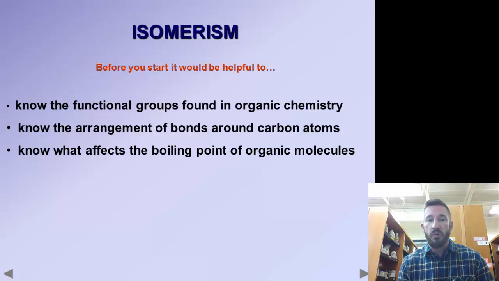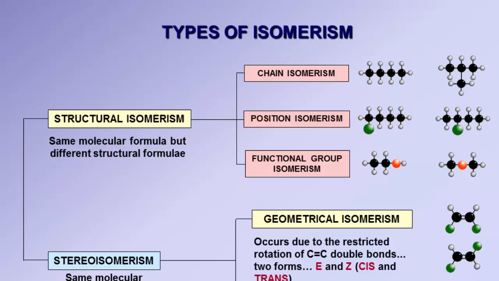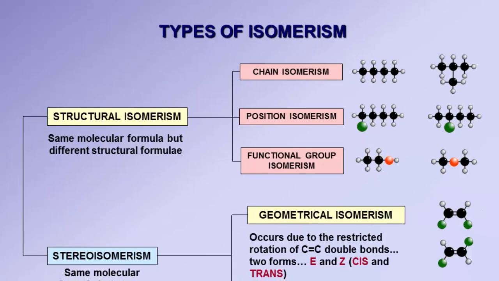Some things you may want to know before we start are the functional groups. We'll actually do that next. We're going to be talking about functional groups in organic chemistry, and knowing the arrangement of bonds around the carbons and how they affect the boiling points, which is the intermolecular force of molecules.